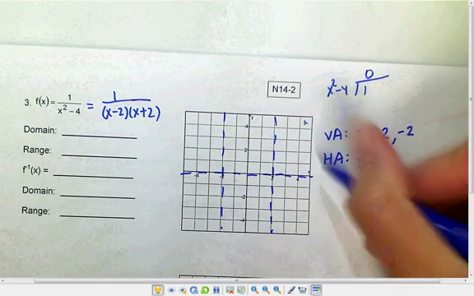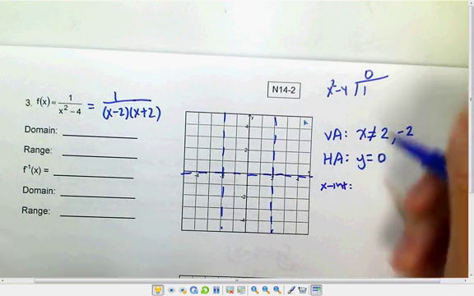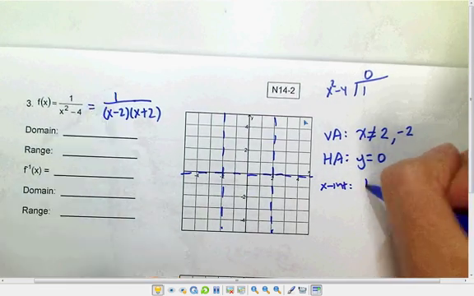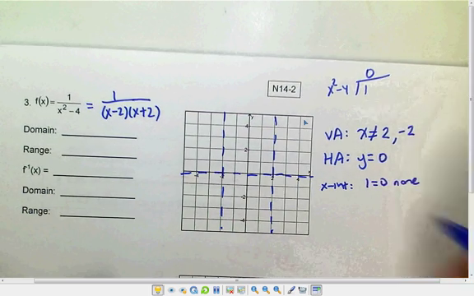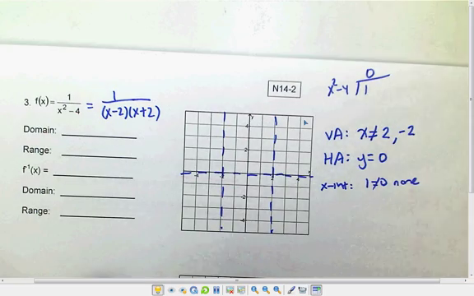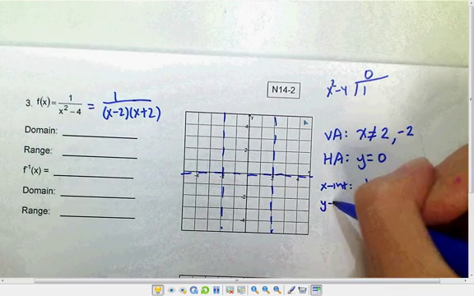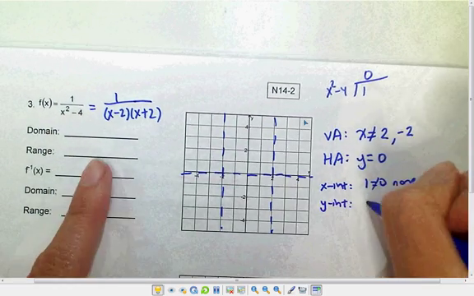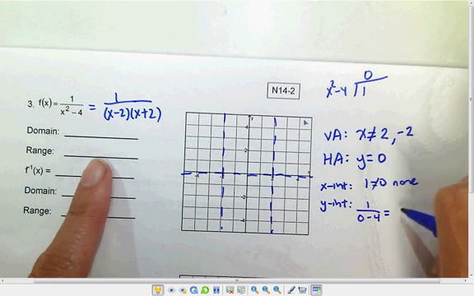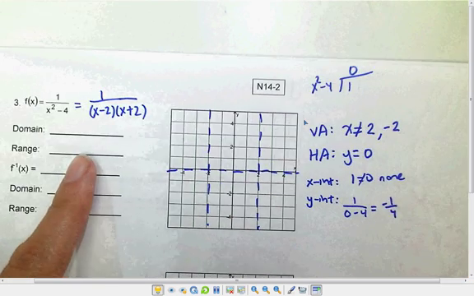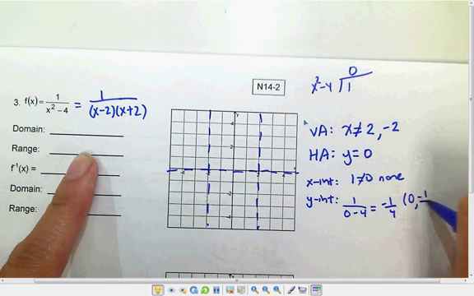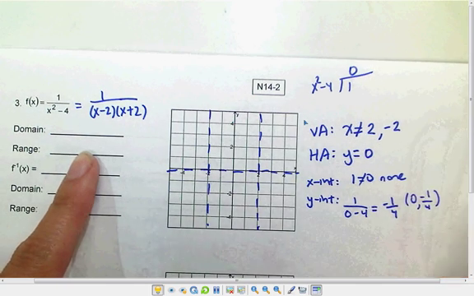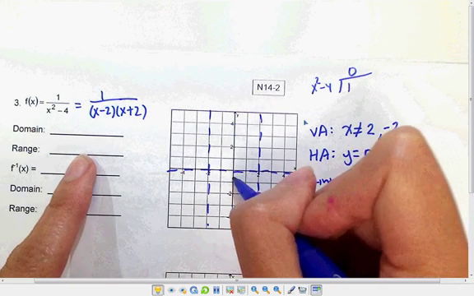Okay, for our x-intercept, numerator equals 0. We set the numerator 1 equals 0. Is that possible? Nope. So none. 1 is never going to be equal to 0. For a y-intercept, we're going to plug in 1 over 0 minus 4, so this becomes negative 1/4. And negative 1/4 is going to be my y-intercept, so 0, negative 1/4. So let me plot negative 1/4, it's about right here.